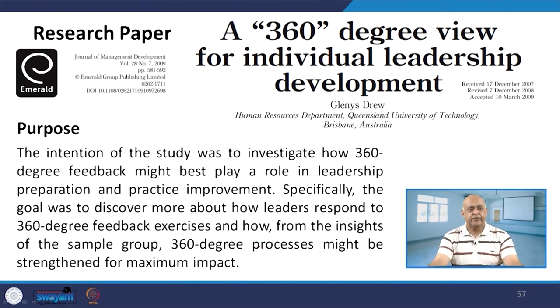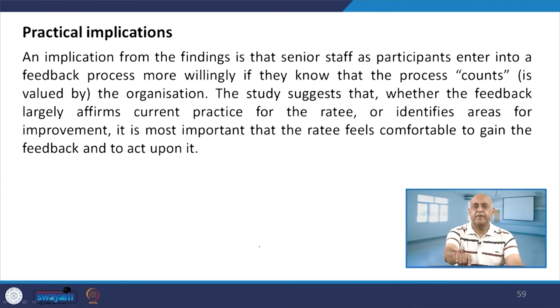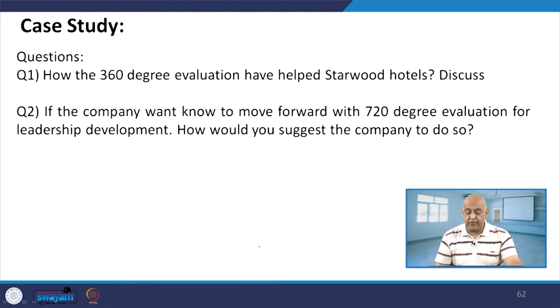As usual, some research papers and a book have been recommended for further study and reading: a 360 degree view for individual leadership development, and its methodology and findings. Then these are the practical implications. And this is the case study of Starwood Hotels, which will help you understand how this type of evaluation helps Starwood Hotels. If the company wants to move forward with the 720 degree evaluation for leadership development, how would you suggest the company do so?